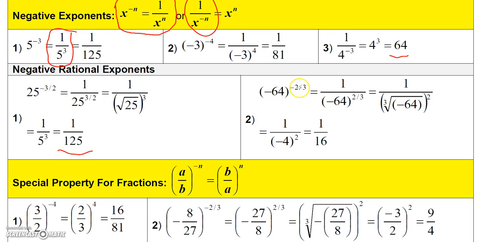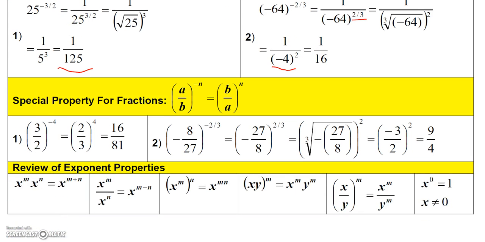Negative 64 to the negative 2/3. Well, that would be 1 over negative 64 to the positive 2/3. So notice the exponent changes to positive when I write it like this. Now, not the base. The negative 64 still stays negative. All right, so what is negative 64 to the 2/3? It's the cube root of negative 64 quantity squared. Well, the cube root of negative 64 is actually negative 4. So that would be negative 4 quantity squared in the denominator. So you'd have 1 over negative 4 quantity squared, which is 1 over 16.